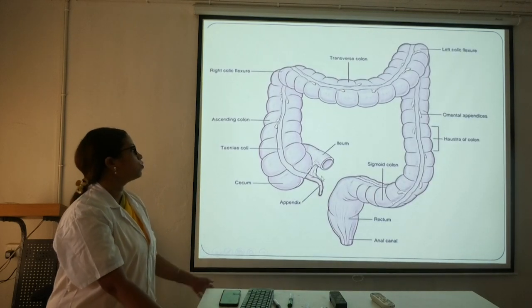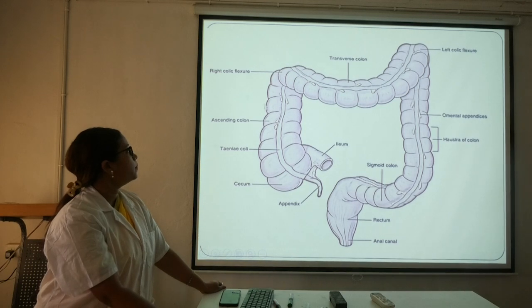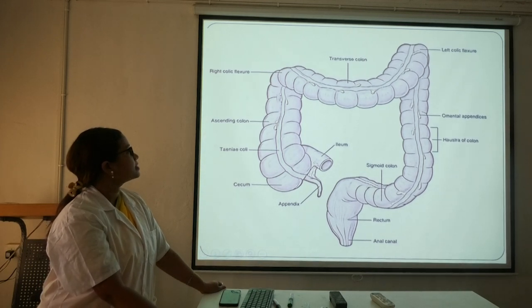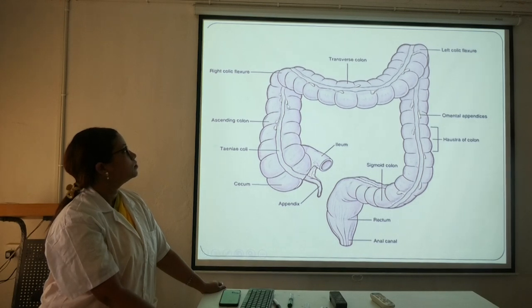Okay. So you could see this is the cecum. What is this? This is the ascending colon. What are these? What is this called?